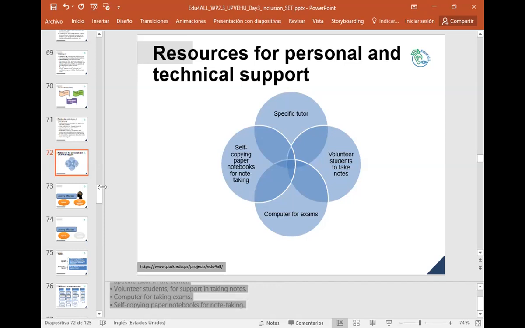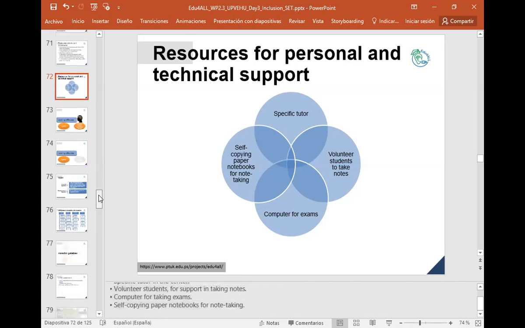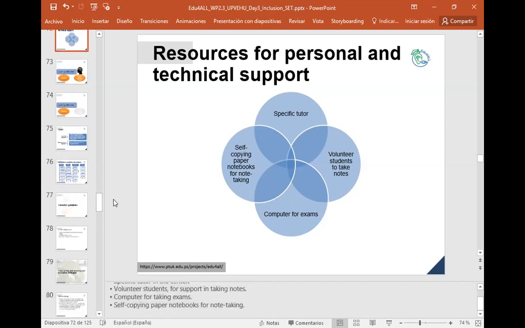Resources for personal and technical support may be a specific tutor in the center, volunteer students for support in taking notes, a computer for taking exams, and self-copying paper notebooks for note-taking.